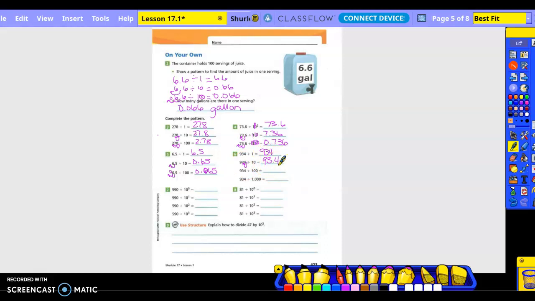Okay, next one, I'm dividing by 100. I go what? 2 places to the left, and my answer is 9 and 34/100. Okay, next one, I'm dividing by 1,000. I go 3 places to the left, and my answer is 934.